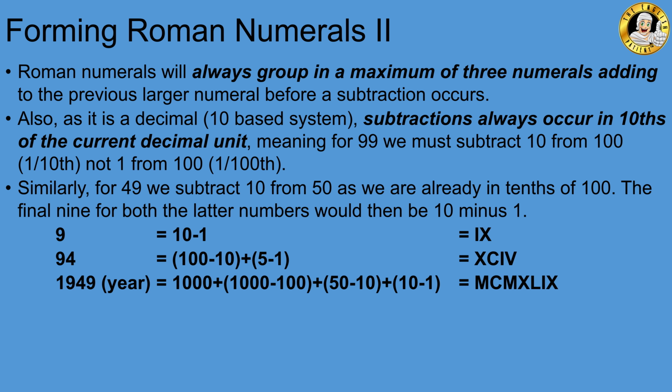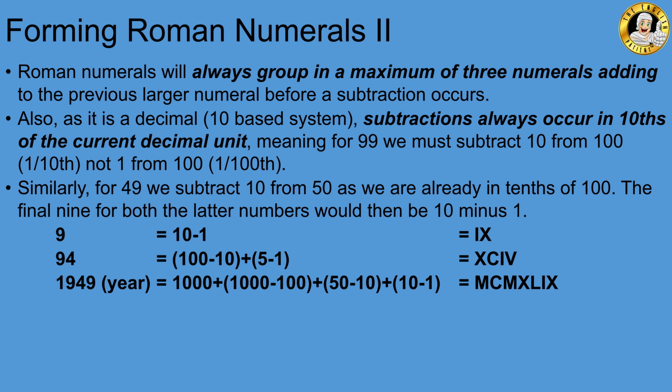Similarly, for the number 49, we would subtract 10 from 50, as we are already in tenths of 100. The final 9 for both of the latter cases would then be 10 minus 1. So in order to get the number 9, as we're working in a decimal system, I would simply subtract 1 from 10, 1/10 of that. So this becomes IX. For 94, I would have to subtract 1/10 from 100.